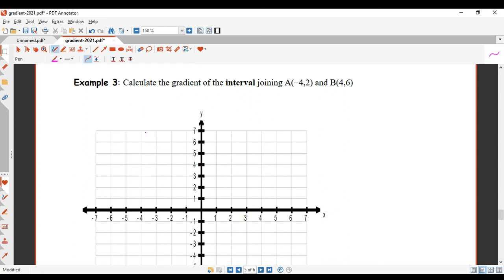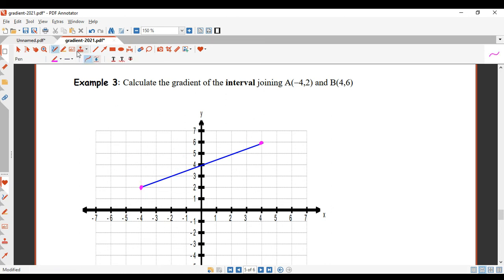This time, they don't give you a line or an interval, you've got to plot it. So -4, 2 is the first point I'm going to plot, which is here. And then 4, 6 is the other one here. So if they don't give you the diagram, you have to draw it yourself. Now I'm going to join those 2 points. Right, so I'm going to find the slope of that line.